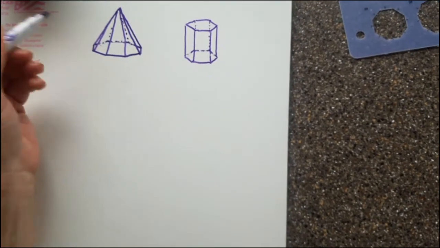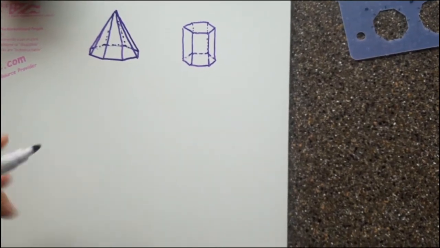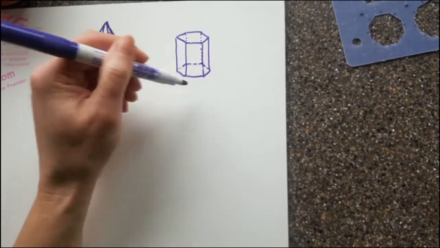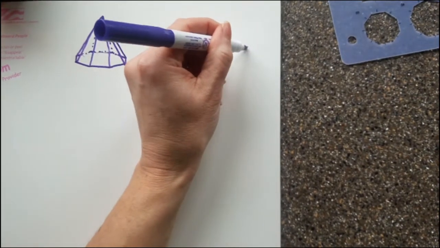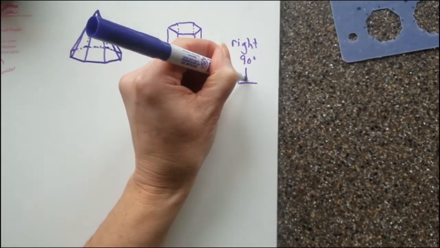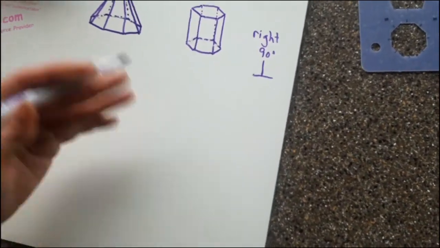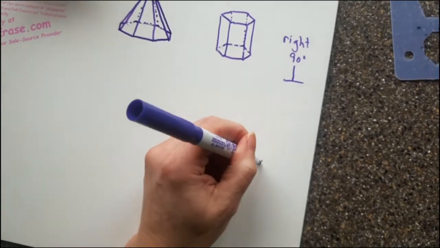All right, and I'll talk about the way we name these in just a minute. So the other thing that we can do, these are straight up and down, which we call right in mathematics. Right meaning like a right angle, okay, 90 degrees, which means they're perpendicular to the ground. The other thing we can do is we can make them crooked or slanty, or what we call in mathematics oblique.